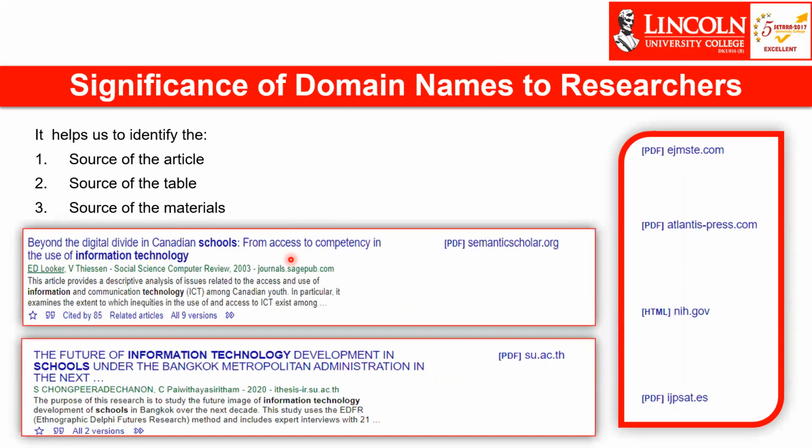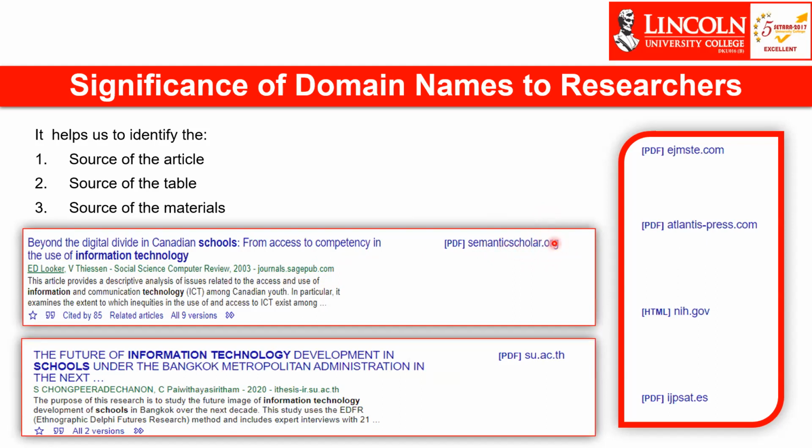Now, for example, let's say you search for a paper, you check on Google Scholar. Google Scholar is one of the search engines. One of the results displayed is "Beyond the digital divide in Canadian schools: from access to competency in the use of information technology." When you check this, you see the PDF on semanticscholar.org. And actually, the publisher is SAGE Publications, journals.sagepub.com. This is a commercial entity. But the platform that is making it available for you to access is actually Semantic Scholar.